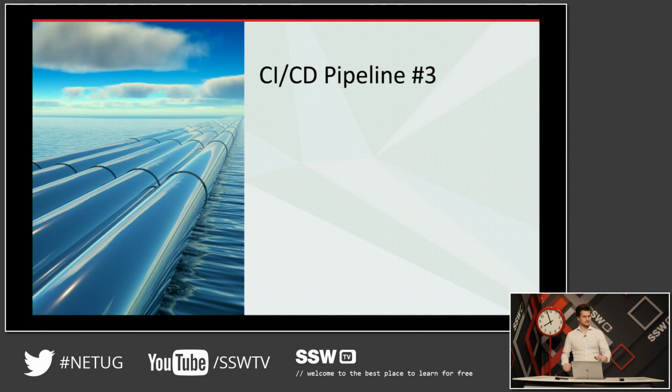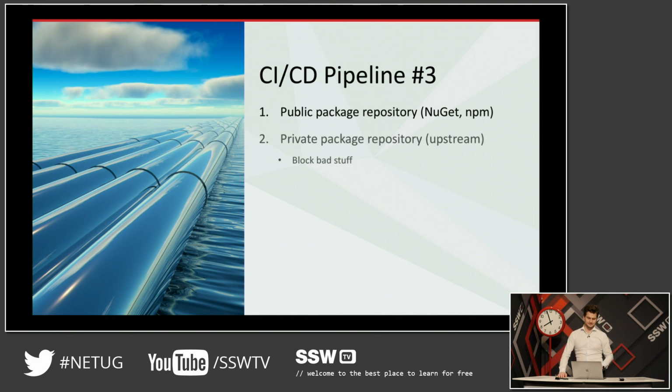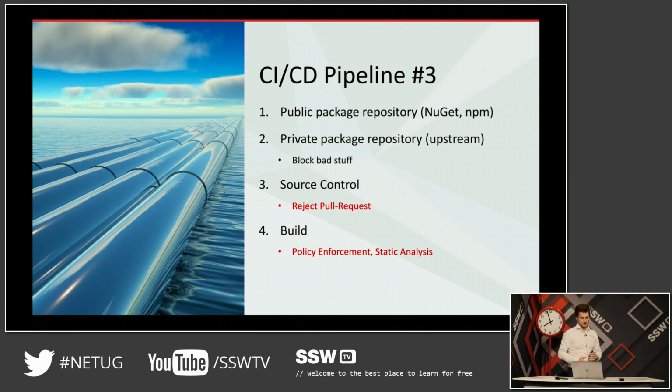So let's try to see if we can make this a bit better. We have that public package repository. Now we blocked the bad stuff from coming in. What if we reject the pull requests? This is what you've seen before. Just do something simple there so that the secrets don't make it into your source code. On build, enforce policies, put in some static analysis on what's happening with code and so forth. And same thing on release, do some monitoring and penetration testing and other things.